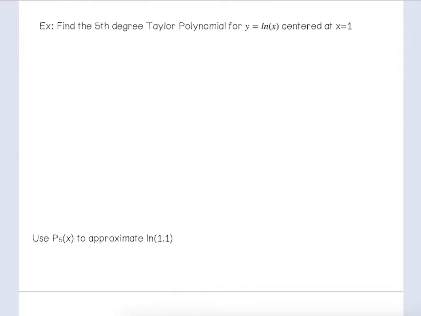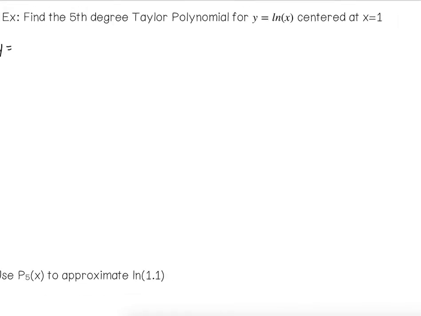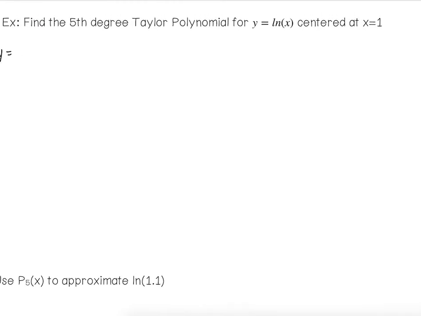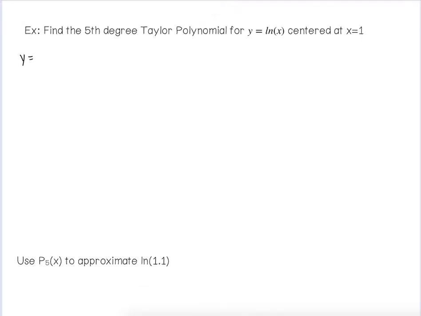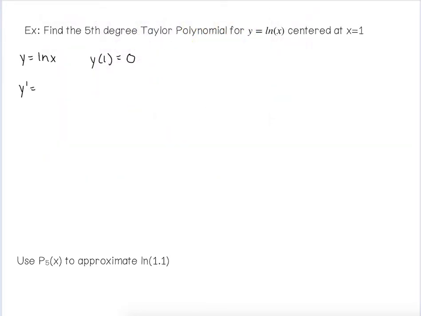So I got y equals the natural log of x. Oops, I just realized I zoomed in too far. Now you guys can't see. Okay, there we go. y is the natural log of x. If I do y of 1, that's the natural log of 1, or 0. Pretty easy there. It would help if I also wrote the problem correctly. There we go. The first derivative is 1 over x, which is just x to the negative first. And then y prime of 1, that's 1 over 1, so I get 1.